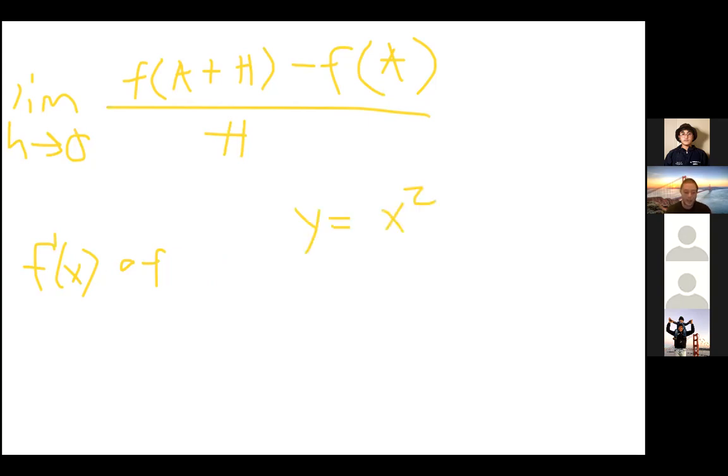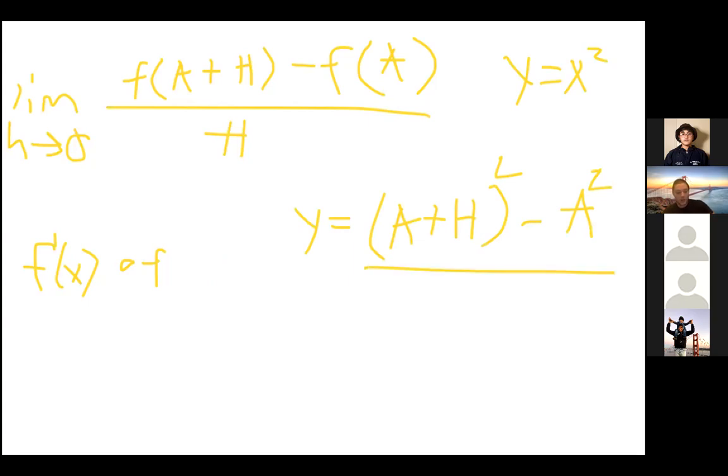Plug in a plus h everywhere you see an x. This is now a plus h squared, minus f of a, which is just minus a squared, because we said y is equal to x squared up here on the top. So minus a squared, because we just plugged in a for f of x, all over h. Go ahead and write this out and simplify.